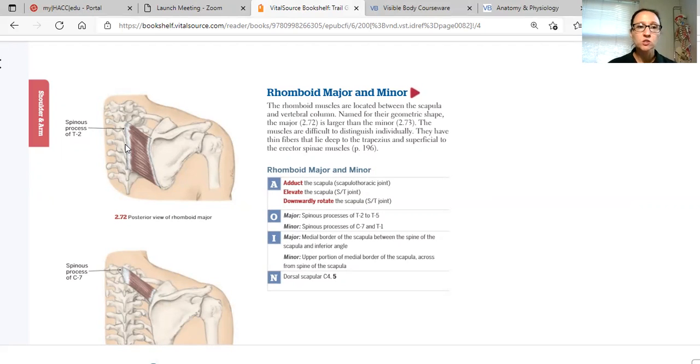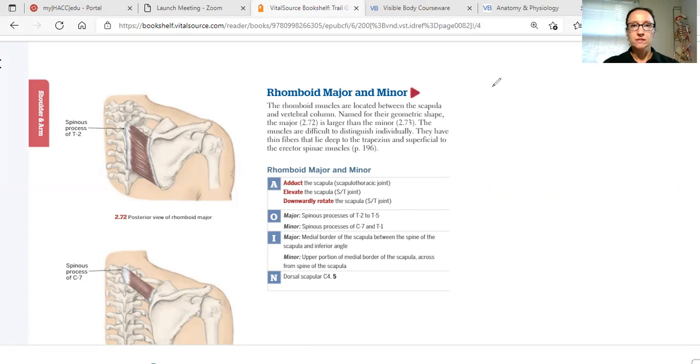The insertion is basically the entire medial border of the scapula. This is going to specify between the spine of the scapula and the inferior angle. So what we're really talking about is here, spine of the scapula, to here, inferior angle of the scapula. Medial border of the scapula is kind of fine, but they like to be specific. You figured that out by now. Let me clear this for a second.